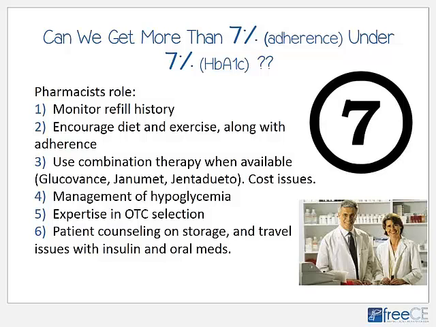How can we get more patients under 7%? The pharmacist's role is going to be to monitor refill history. We want to encourage diet and exercise along with adherence. How many of our pharmacies have scales in them for the patients to weigh themselves? It's okay, my store doesn't either. Use combination therapy where available just to decrease the numbers of copays. The Glucovance, the Janumet or Jentadueto, that'll all help with those cost issues.